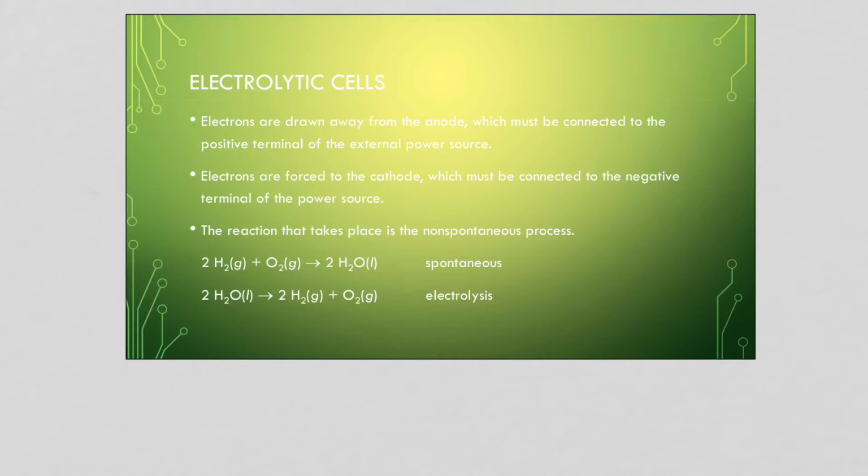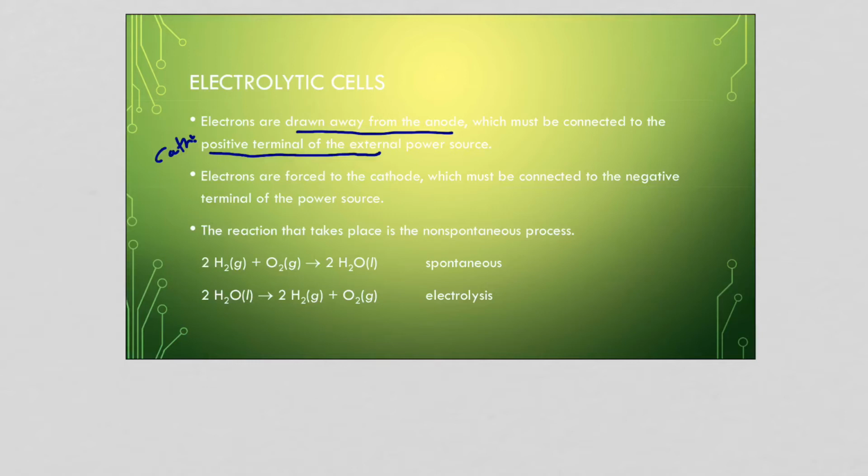So if we just sit back and look again at our electrolytic cells, remember, electrons are being drawn away from the anode of our electrolytic cell, and this is going to be connected to the positive terminal of the battery, or in other words, the cathode of the battery. So for example, the graphite rod, if we were talking about an alkaline battery.